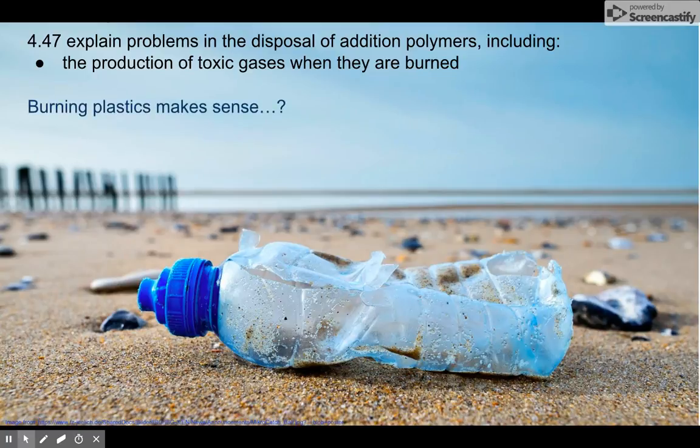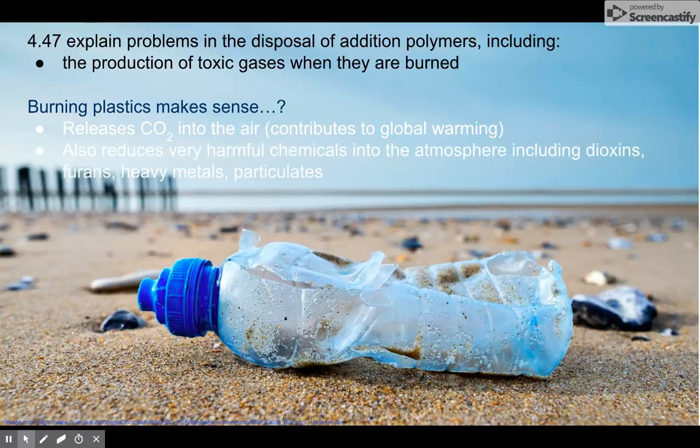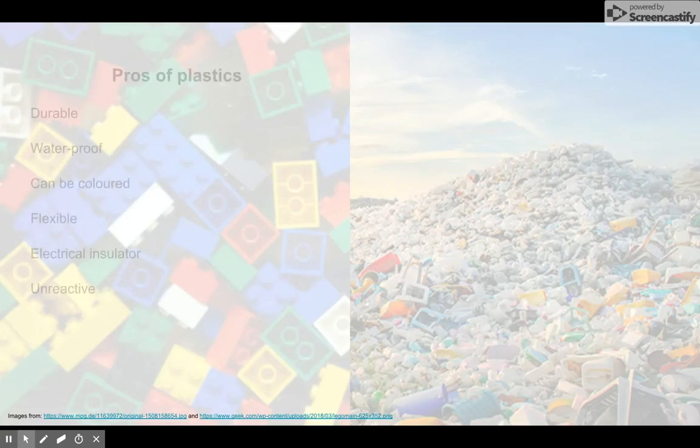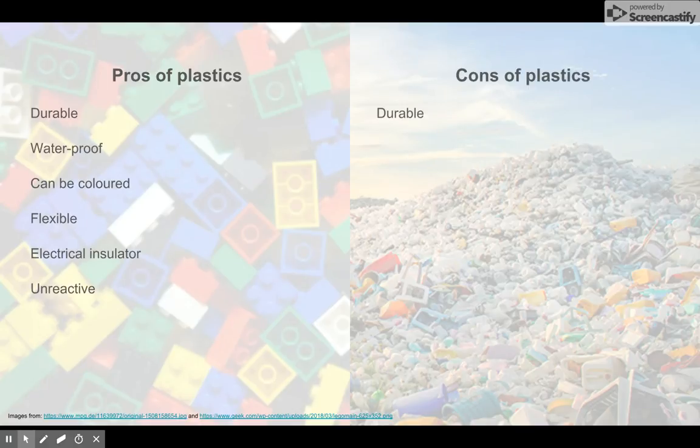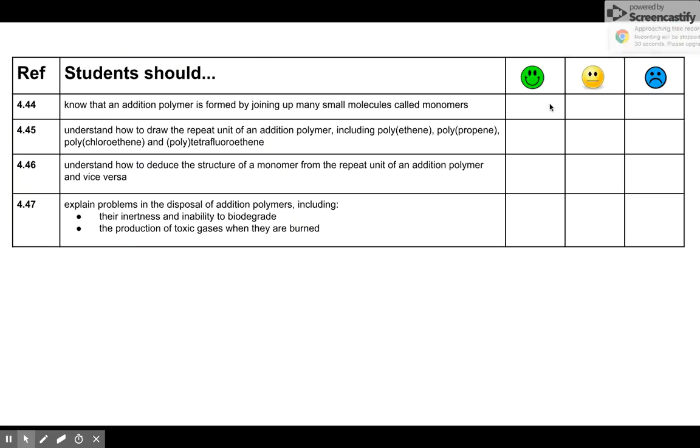Burning plastics can make some sense because obviously when you burn them, they kind of disappear. But of course, that's not the case. When you burn plastics, it releases carbon dioxide into the air. And it also produces very harmful chemicals, including dioxins, furans, heavy metals, and particulates, small particles. And those can all cause problems for organisms. So overall, when we come to the cons of plastics, durable is a problem. They last a long time. Non-biodegradable, and give off toxic fumes when burned. There's your syllabus statements. Hopefully that makes sense.